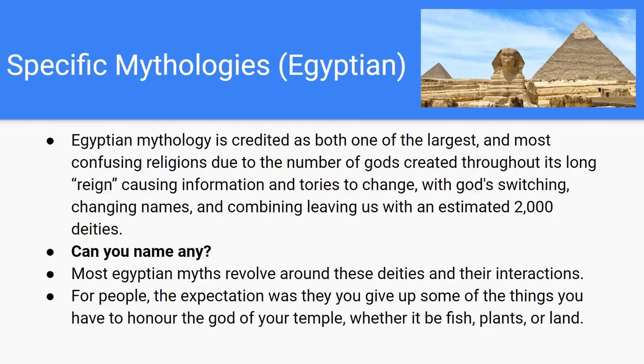For people, the religious expectation was that there were temples all around Egypt, and in your specific temple, you're meant to give up some of your stuff. For example, land. Give up land for the temples. Fish. You have to give them fish and food and stuff. Were blood or even sacrifices common? Not as much, I don't think. You could also give gold.